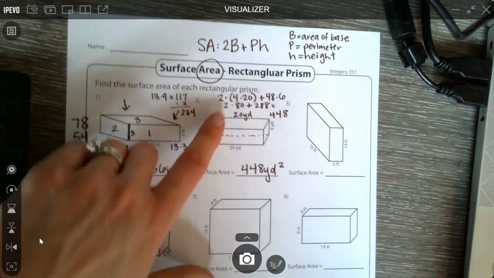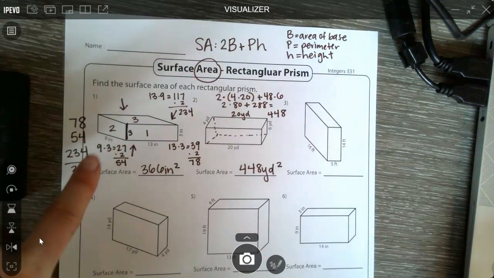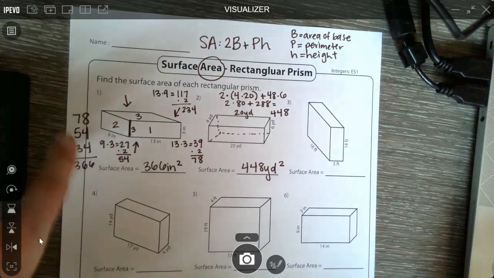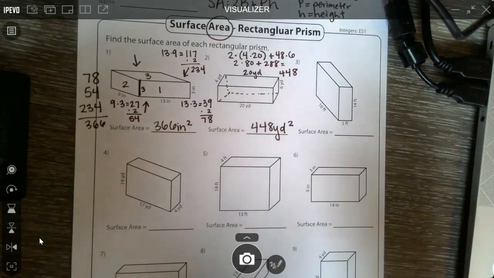Now, this is just the other way to do it based on this formula. This is what you saw in the MCAs. You can definitely just do this. Find all 6 sides and add them all together. Okay? You decide. You've got the rest to do on your own.